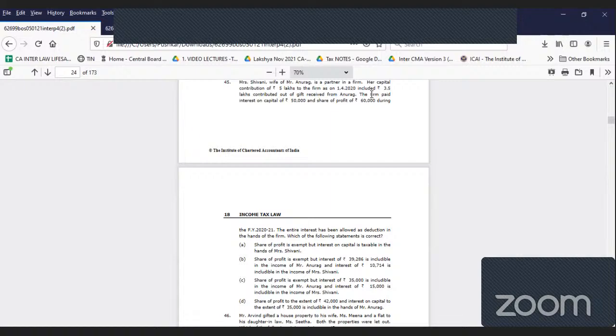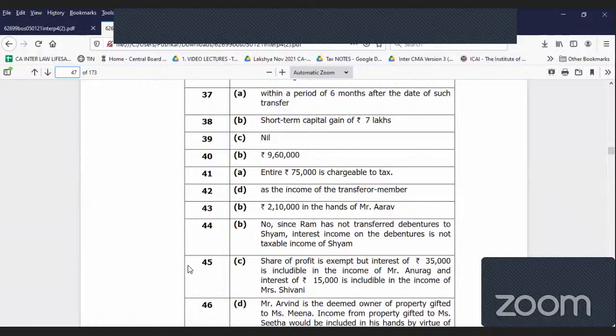Check the answer ना। आंसर इज सी। क्या बोला है? इंटरेस्ट होगा। हाँ, इंटरेस्ट ही सिर्फ होगा। हाँ, प्रॉफिट इज एग्जाम्प्ट बट इंटरेस्ट ऑफ रुपीस बराबर है सी। हाँ सर, टोटल इंटरेस्ट ऑन कैपिटल वाज 50,000, so 35,000 included in Mr. Anurag, so remaining 15,000 will be taxable under the head, nature of income is still the same. Profit from the firm is exempt.